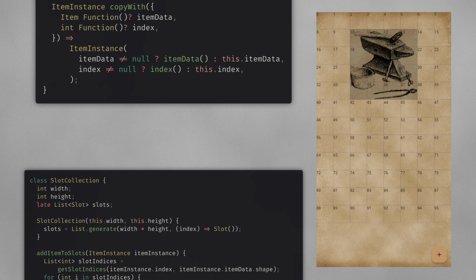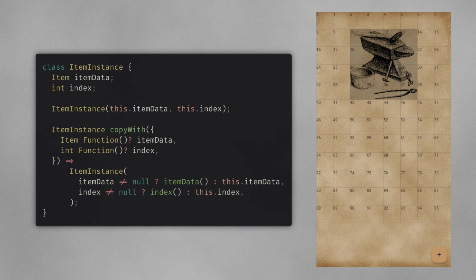This index is stored in the new item instance class. The item instance wraps around an item and adds the index to tell it where in the grid this item is positioned. It also has a copy with function that allows either the item or the index to be changed without affecting the other.